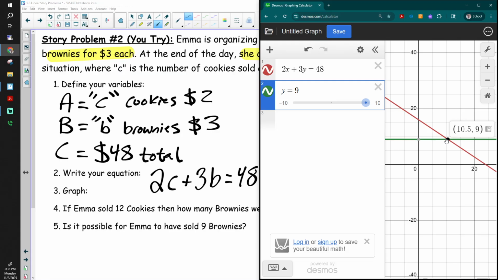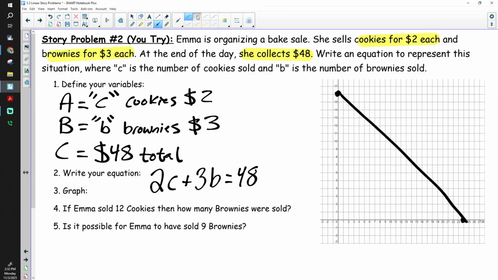So 5, not possible. Number 4, 8 brownies. Number 5, no, that's not possible. We can't sell half of a cookie. And that is one you tried on your own.